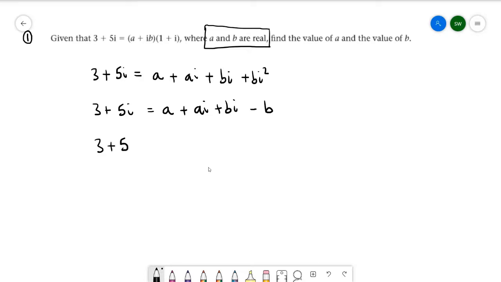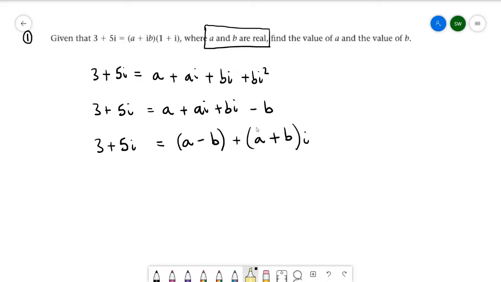In order to compare real and imaginary parts, we're going to have to make it really clear on the right hand side what's the real part of this complex number and what's the imaginary part. So let's collect together the real parts. The parts without i are a and minus b. So a minus b is the real part of the complex number on the right hand side. You can put a bracket around it if you want to make it really clear that that's the real part. Then we take i outside of a bracket to find out what the imaginary part is. So the imaginary part is a plus b.